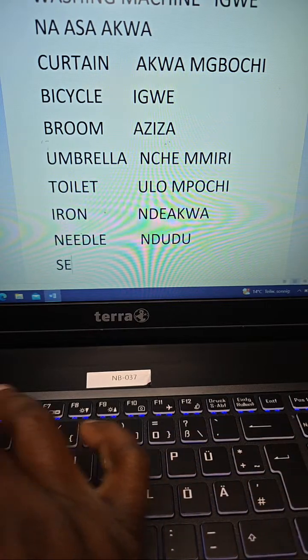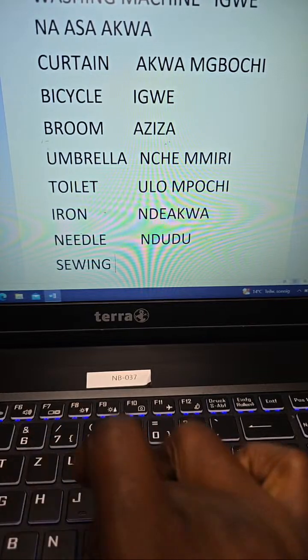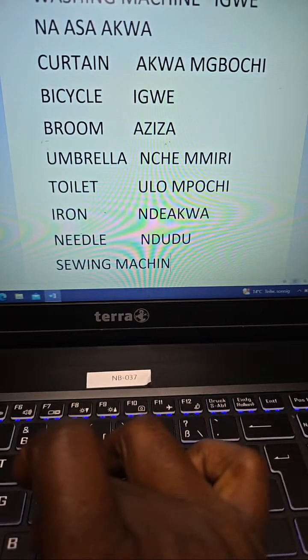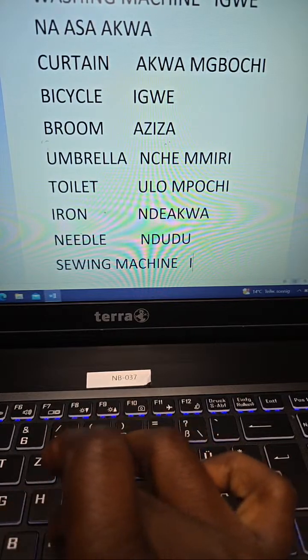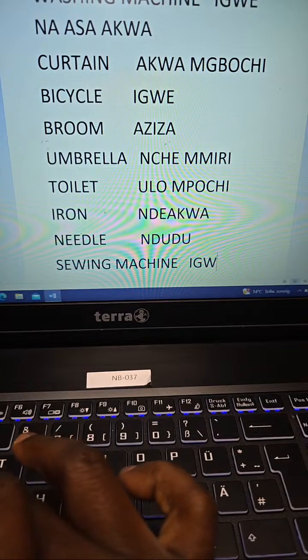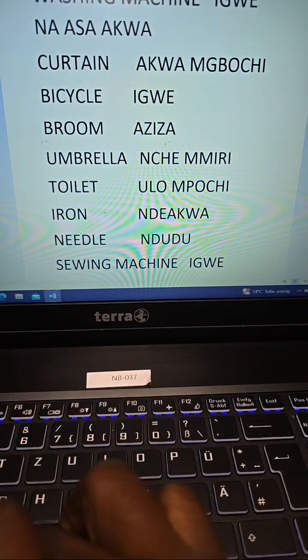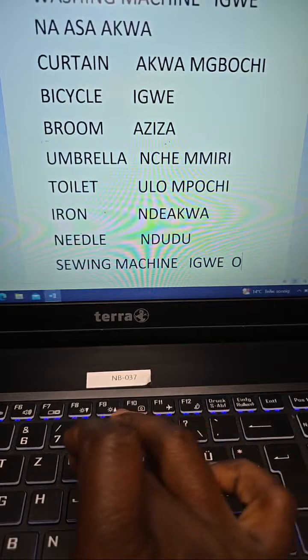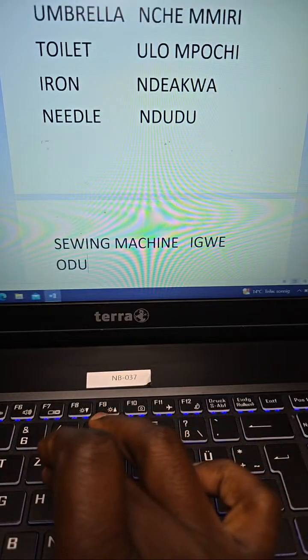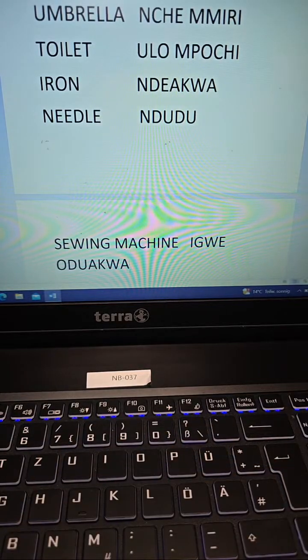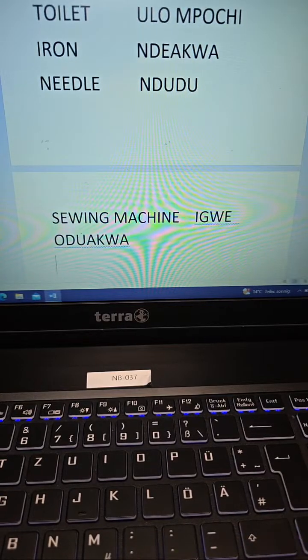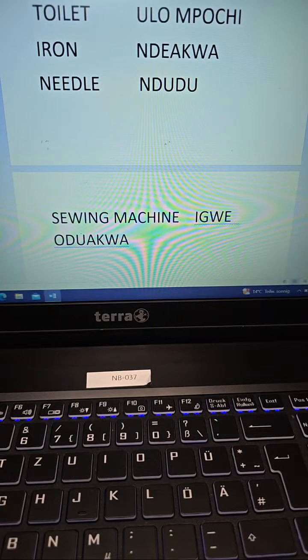Sewing machine. Anything machine in Igbo is igwe. Sewing machine is igwe ọdụ akwa. Igwe ọdụ akwa.